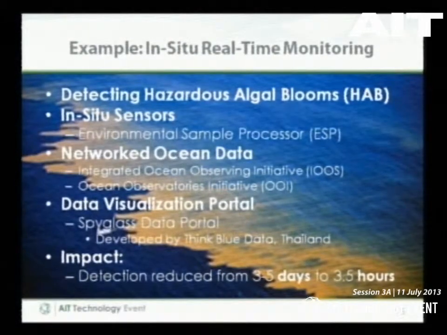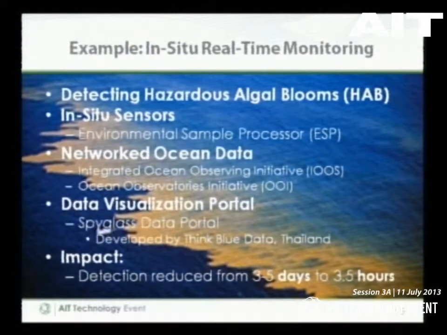So the purpose of this robot, how it's typically used, is by researchers or government to identify when there's a hazardous algal bloom. Hazardous algal blooms typically can poison shellfish and aquaculture populations, and can have a huge impact on health as well as commerce because of the loss from the aquaculture. So the sensor that the company in the U.S. creates is this environmental sample processor, which is an in situ sensor, meaning that it collects data out in the ocean, processes it, and then sends back data to the shore continuously.